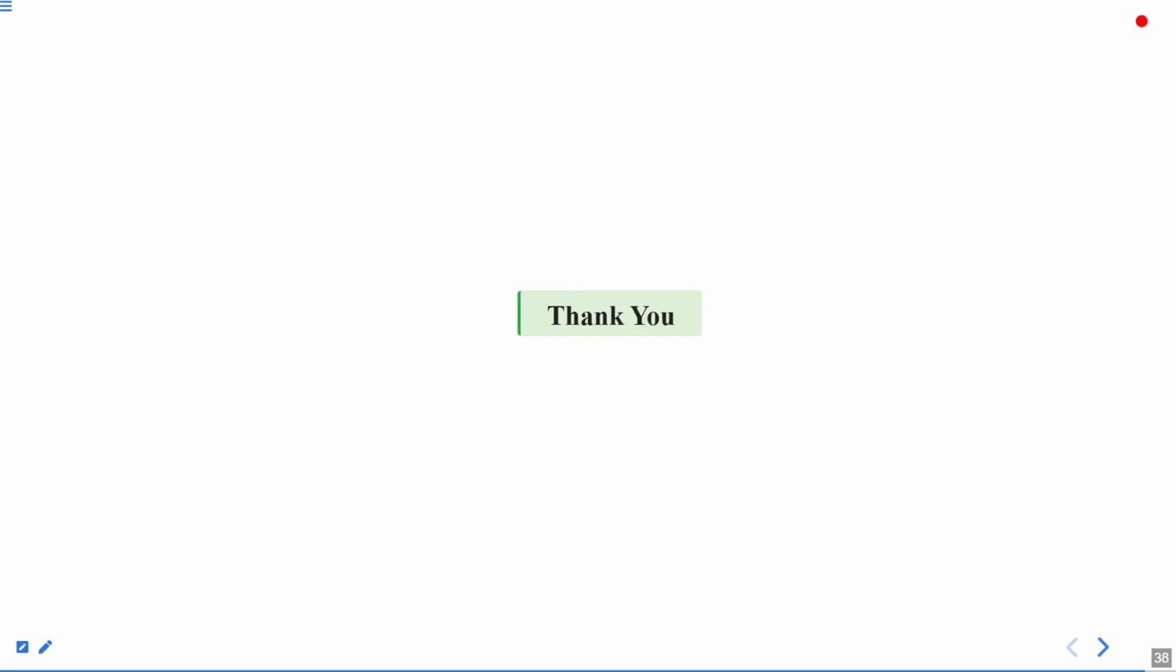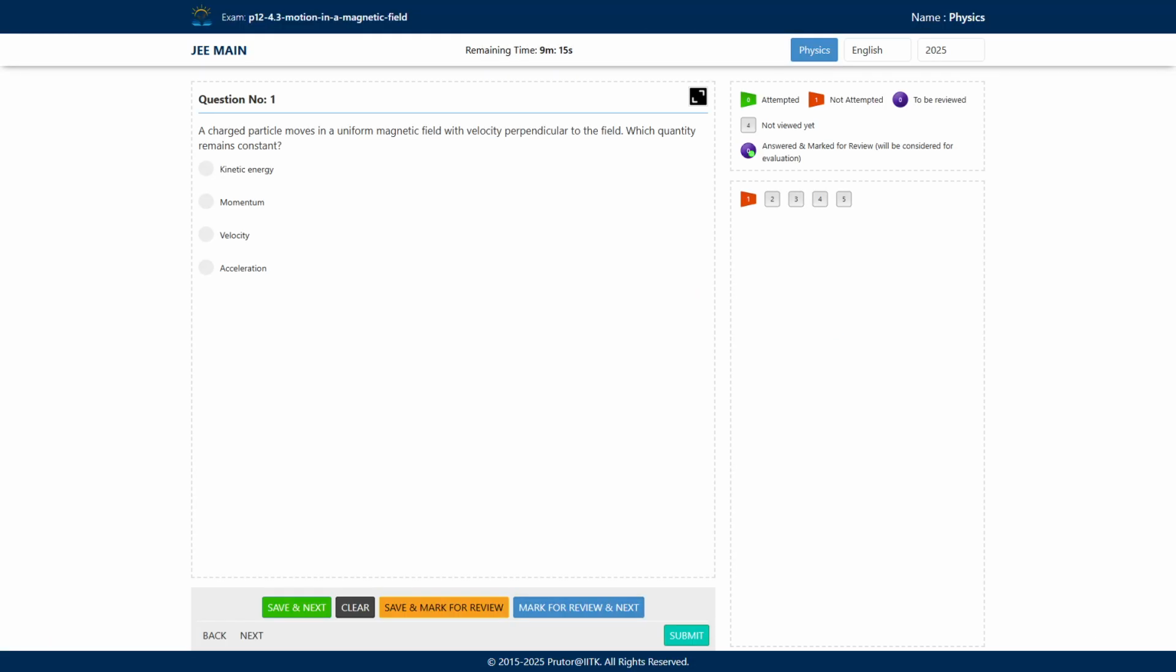Okay, we are going to do the DPP section. First question. You have to do the DPP with me or you can solve afterwards. A charged particle moves in a uniform magnetic field with velocity perpendicular to the field. What quantity remains constant? Momentum, velocity, acceleration, or kinetic energy? Okay, someone is saying kinetic energy.